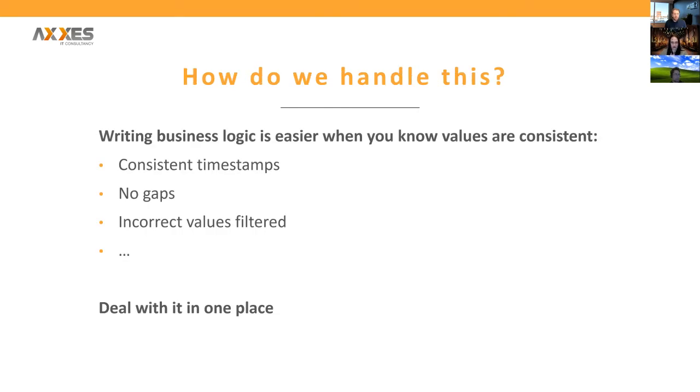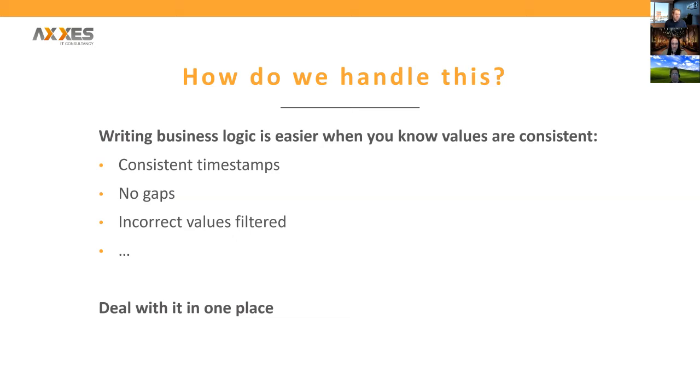Now, if you're going down the road and all your downstream processes know that they're getting consistent timestamps and consistent data, that makes your life a whole lot easier. You know that there's not going to be gaps in the data, so all your business logic becomes a whole lot easier to reason about. And I recommend that you deal with this in one place in your application. It makes the whole development process of an IoT backend a lot more straightforward.